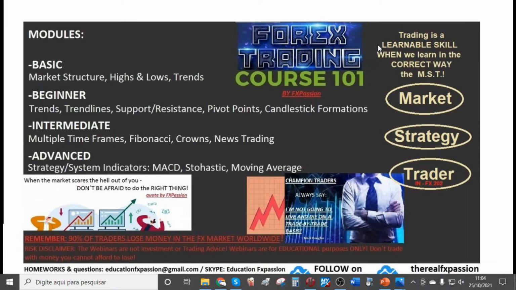Everybody, you can learn this, okay? Trading is a learnable skill when we learn the three pillars. Pillar number one is the market. Pillar number two is the strategy, and pillar number three, which we are going to address more in the Forex course 202, everybody, is the trader. Talking about the strategy and the market, we're trying to learn this with these modules: basic, beginner, intermediate and advanced. And we are in the intermediate module, everybody.